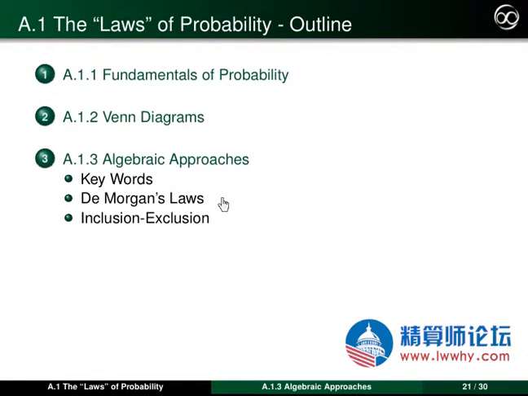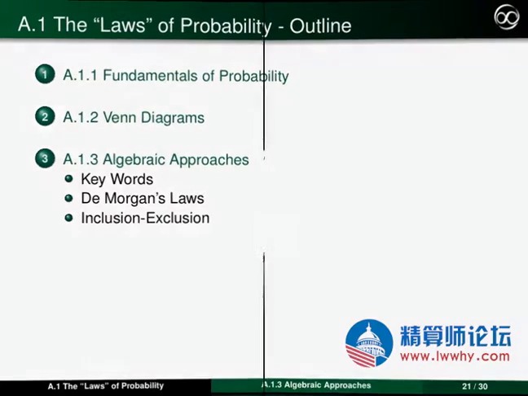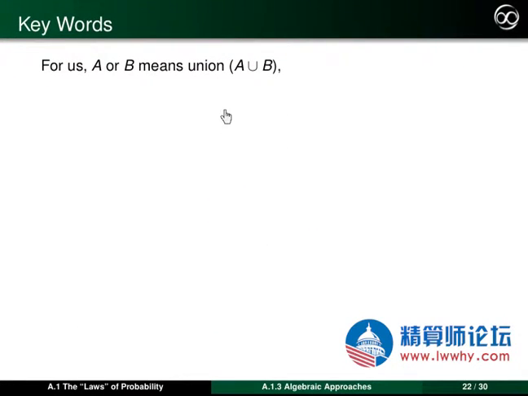I'm going to look at things called De Morgan's laws and the inclusion-exclusion principle. But first, I want to talk about some key words, because a lot of the hard part about questions on the fundamentals of probability is interpreting the wording correctly. So for us, when we talk about A or B, we mean the mathematical or, which means an inclusive or. It means A and/or B in common English. It means a union A, union B. It means either A or B or both events occur.